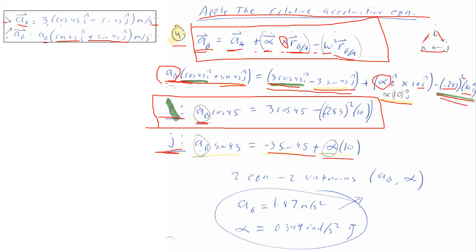But for my equation above it, my x direction, my i hat equation, what I can do is solve this one for a sub B directly. And when I do that, I get a sub B is equal to 1.87 meters per second squared. And I can plug that in right here. And then my only unknown in this equation is my alpha. And when I solve for that, my alpha is equal to 0.349 radians per second squared. And I write my little notation for the direction here, rotating counterclockwise.